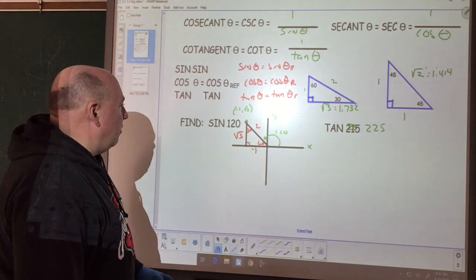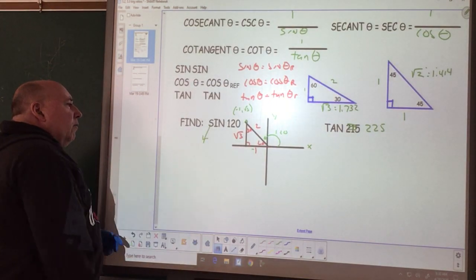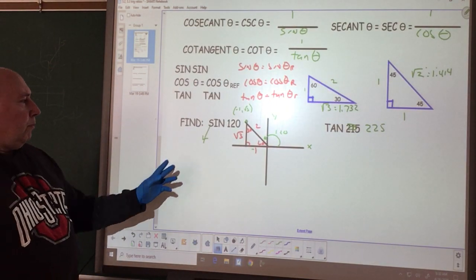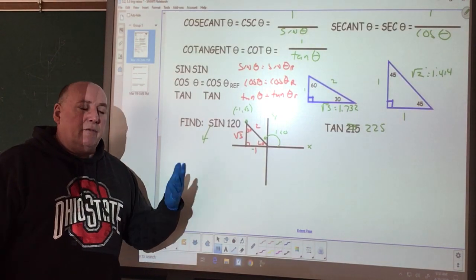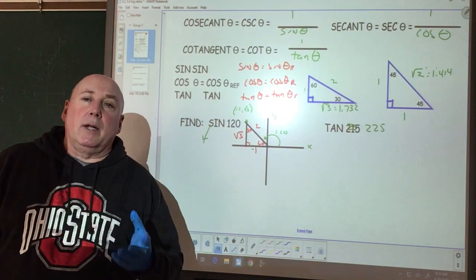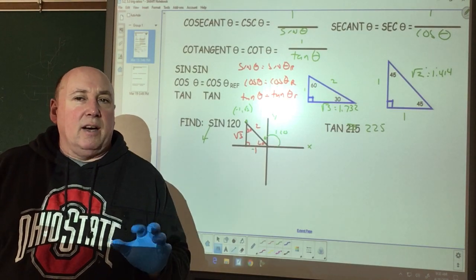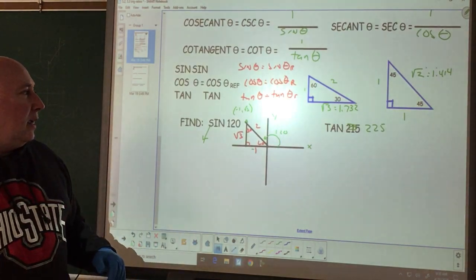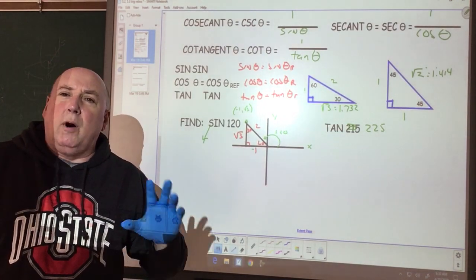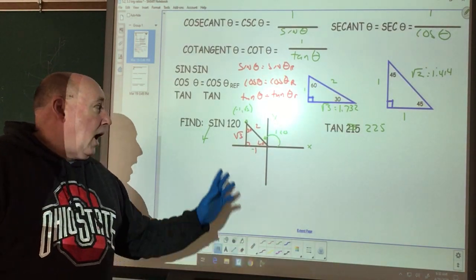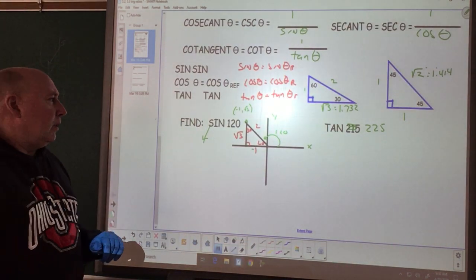So what I'm asked to find here is the sine of 120 degrees. Well, what's the sine defined as? Well, what I want to be able to come up with is exact values here. I don't want to clickety-clack sine 120 degrees and get 0.7071. I don't want that value there. I want the exact value.